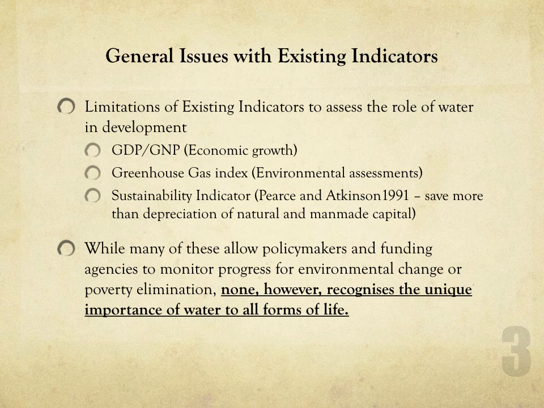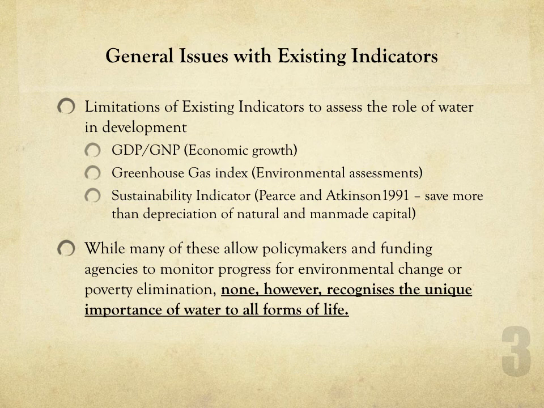Another index she talks about is the greenhouse gas index, which tries to go towards environmental assessment. Then the sustainability indicator she talks about, which Pearce and Atkinson developed in 1991, was aimed at understanding sustainability in general in the context of economic development, by taking both natural and man-made capital into consideration.